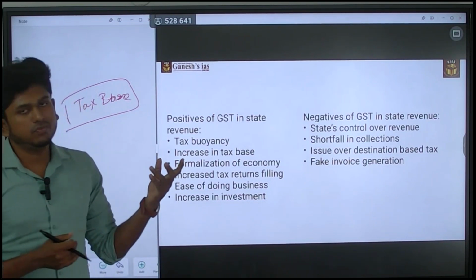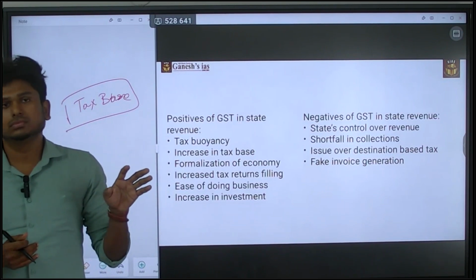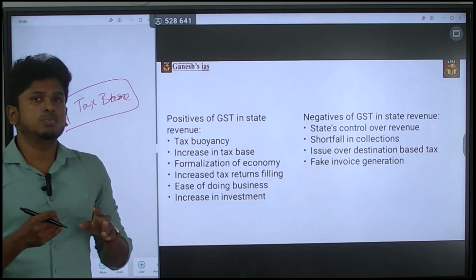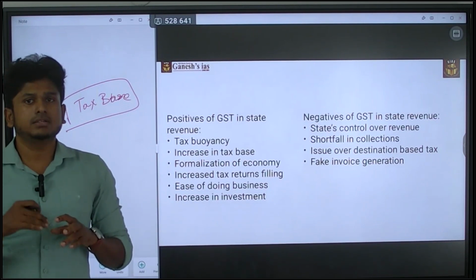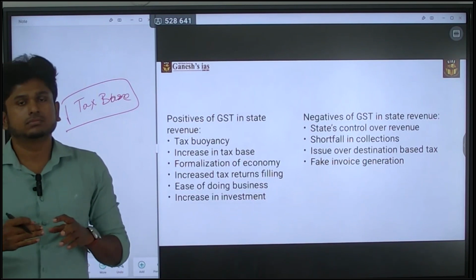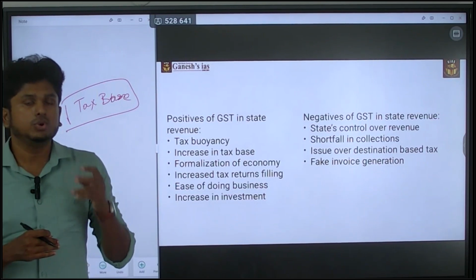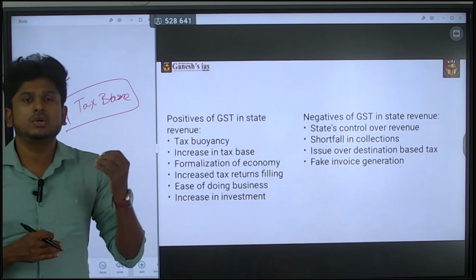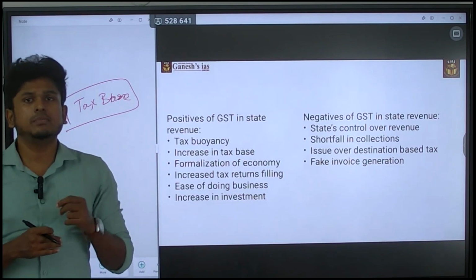Next, fake invoice generation is also a major concern affecting the state revenue. Okay, so when you are going to criticize the government, there should be certain data, or else that news should have appeared repeatedly in the newspaper. So these are the things you have to focus on. Don't go for any blatant criticism against the government without any data. That is the major part.